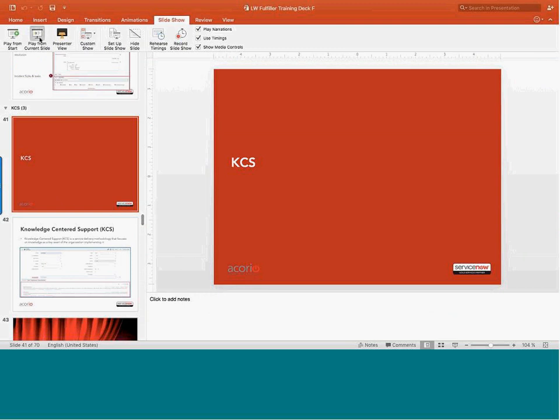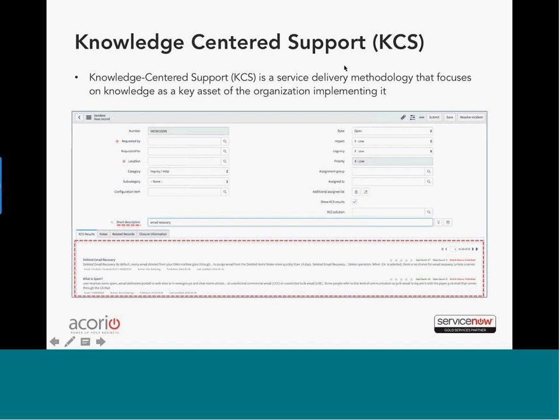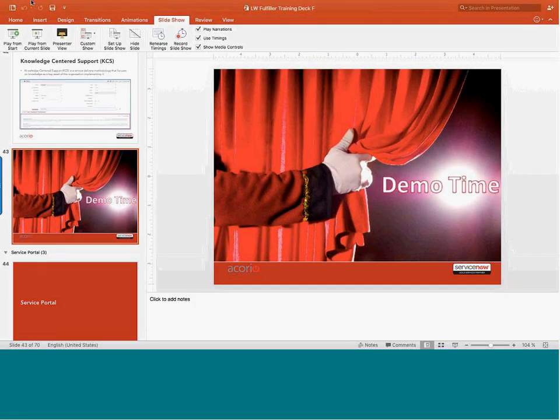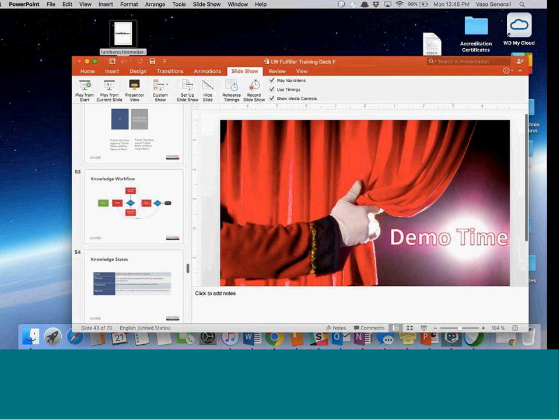The next piece is KCS. K stands for Knowledge-Centered Support. It's a delivery methodology that focuses on knowledge as a key asset of the organization implementing it. So this has a little bit more capabilities than the regular ServiceNow search functionality, and I'll do a demo of how the KCS works in the incident form.